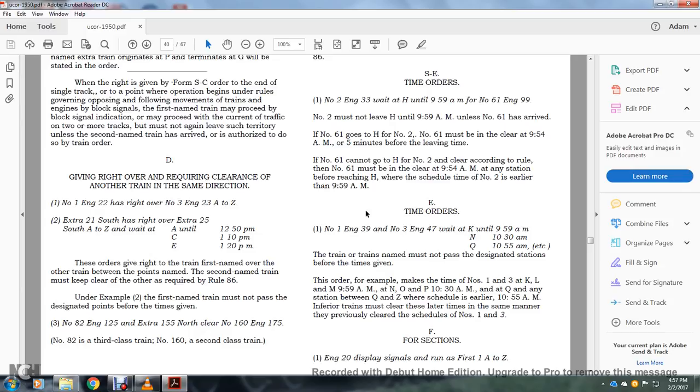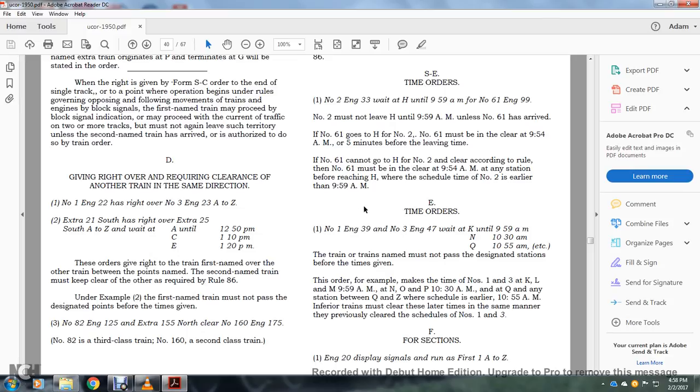Number 1, Engine 39, and number 3, Engine 47, wait at K until 9:59 a.m., N at 10:30 a.m., and Q at 10:55 a.m., etc. The trains must not pass the designated station before the times given. The order example makes the time for number 1 and 3 at K and L and M 9:59 a.m., N and O and P at 10:30 a.m., and Q at any station between Q and Z where the schedule is earlier than 10:55 a.m.